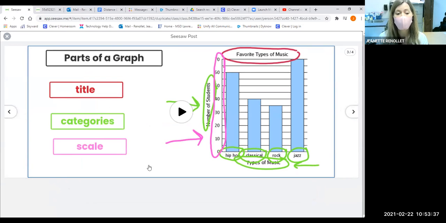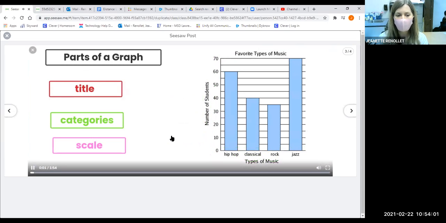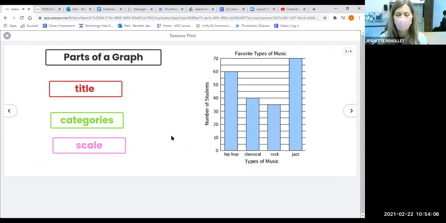When we make a graph to show data, there are some really important things that we need to have. Our next video is going to teach us about that. You are focusing your eyes, your ears, and your brain to learn about the parts that a graph must have. There are three main parts of a graph that we're going to talk about in third grade. The first one is the title. I'm going to circle title in red.